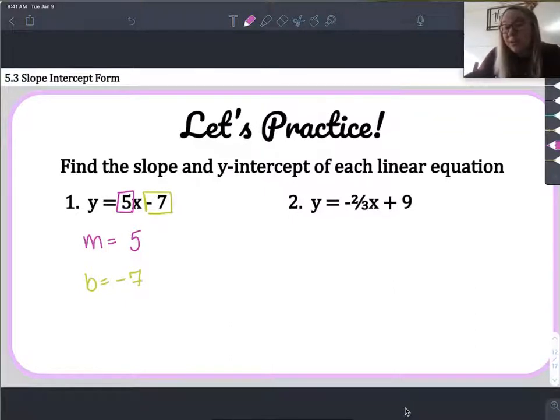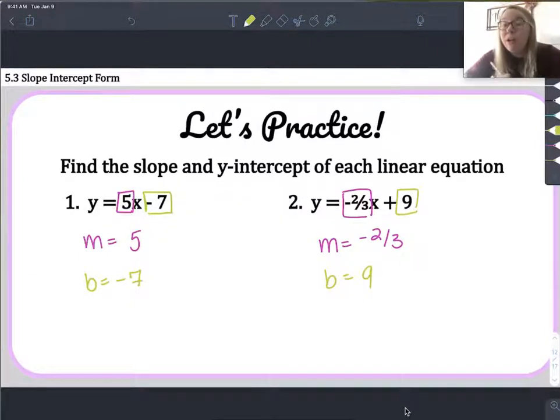You can do the same thing for number 2. I have my x, and it's being multiplied by -2/3, so that means my slope is -2/3, and then that leaves my intercept to be 9.